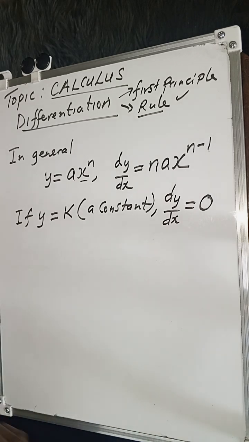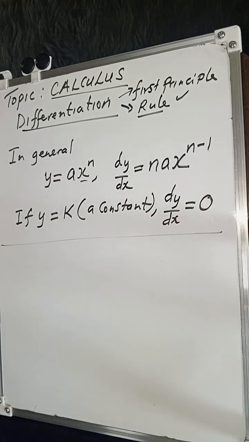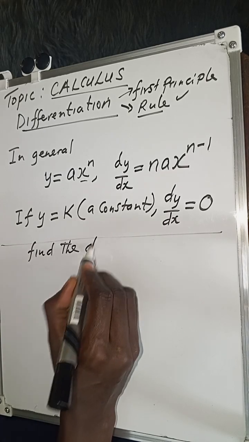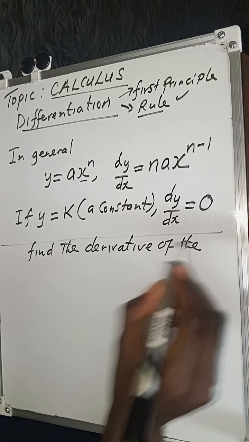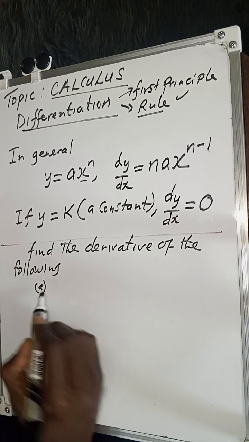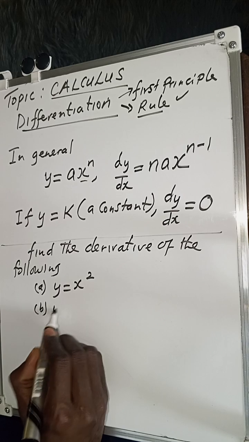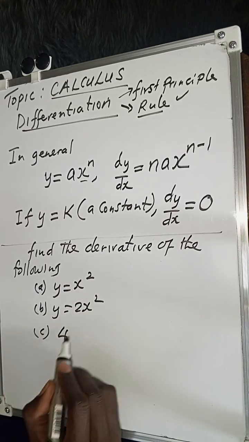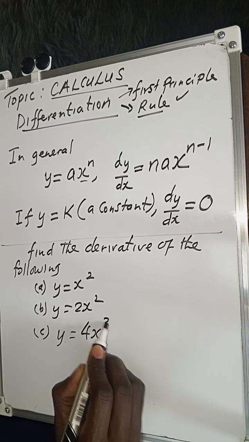So that is what you need to remember. For example, let me show you a few derivatives. Let's find the derivative of the following. Let's say quickly we have, a, y is equal to x squared. Then b, let me say y is equal to 2x squared. And c, let's say that y is equal to 4x to the power 3.